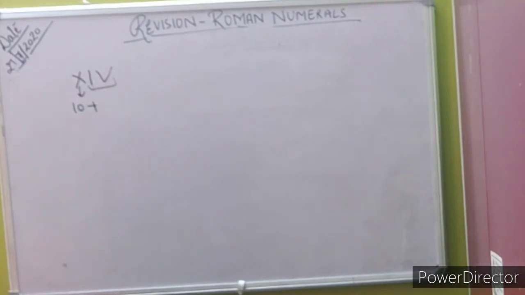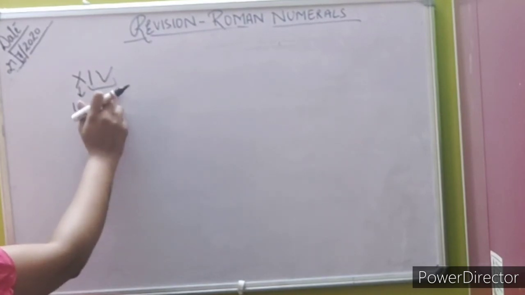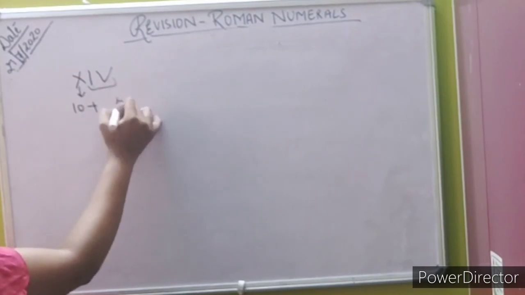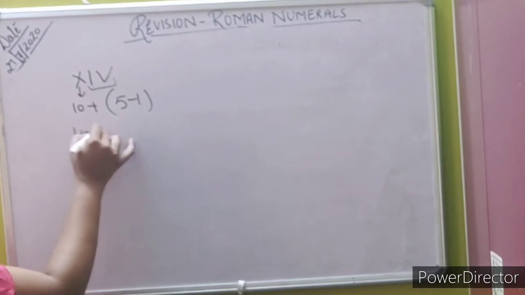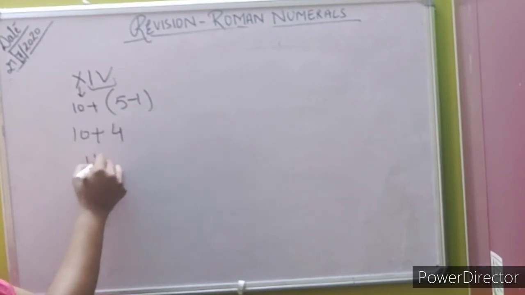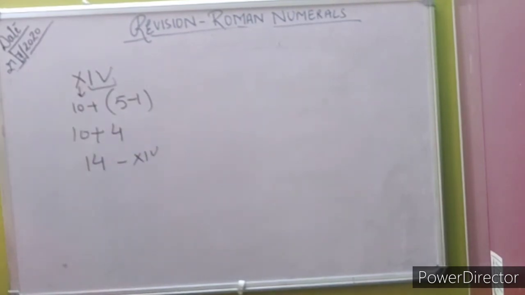this is rule number 3. A smaller numeral written to the left of a larger numeral is always subtracted from the larger numeral. So V stands for 5, I stands for 1. Subtract. So 10 plus 5 minus 1 is 4. 10 plus 4 is 14. So XIV is 14.